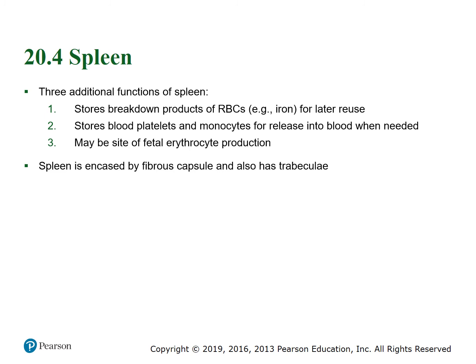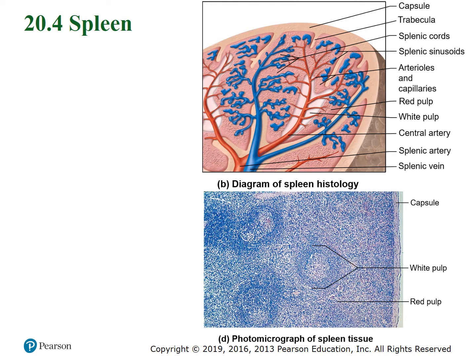The spleen is encased by a fibrous capsule, and it also has trabeculae, so there's another similarity with the lymph nodes. But histologically, it's going to be composed of 2 components. One is white pulp, and the other is red pulp. So if you look at these diagrams, the white pulp, and you'll see this in the highlighting, is the site where the immune function occurs.